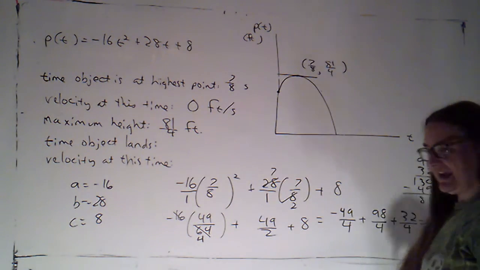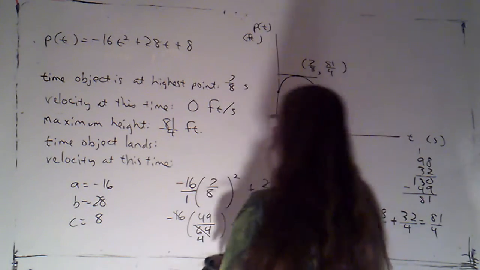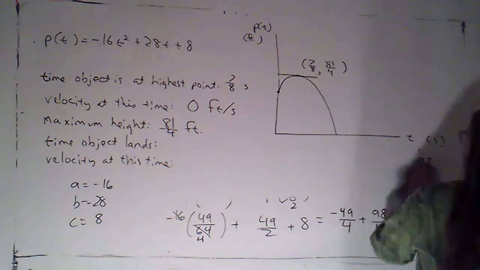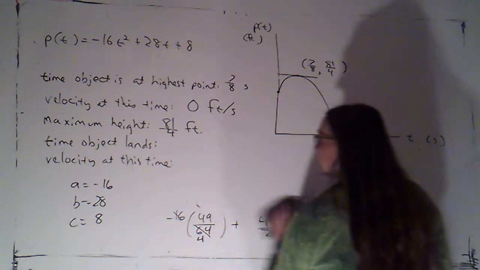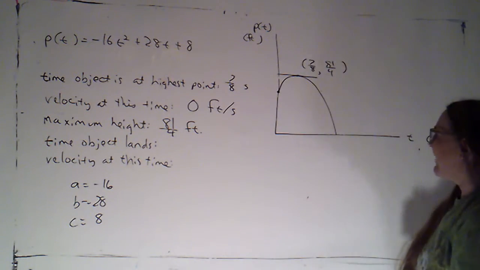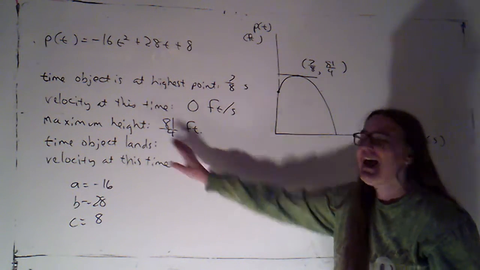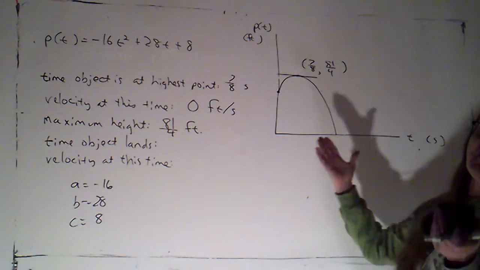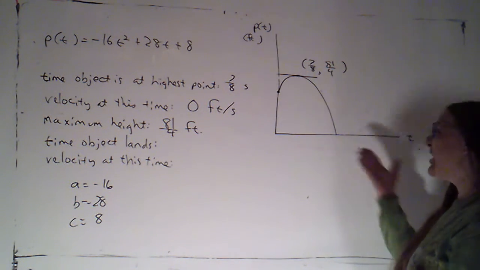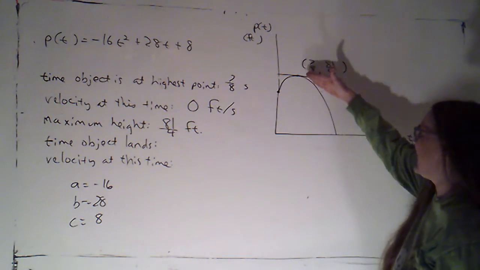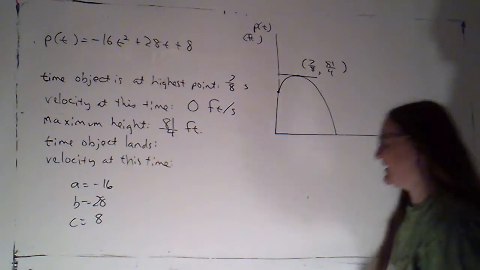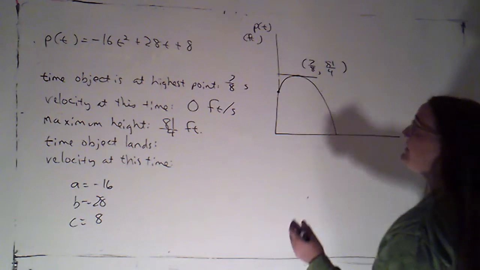Okay, excellent. Now, for the time the object lands, and then the velocity there, here, I can't answer this question until I answer this one. I can't just look at the graph and say, oh, I know what the velocity is there. I know it's going to be negative, but it's negative a whole bunch of different times. So I'm going to need to just find when the object lands.